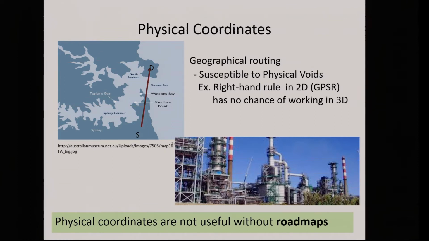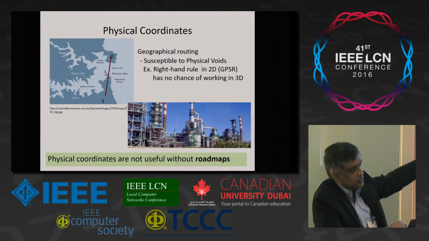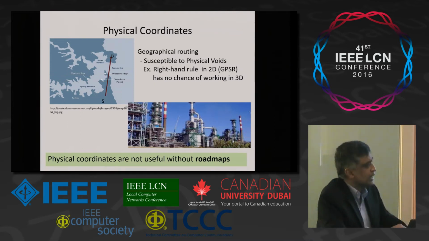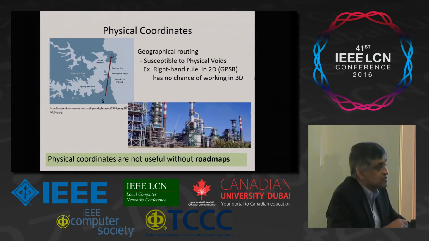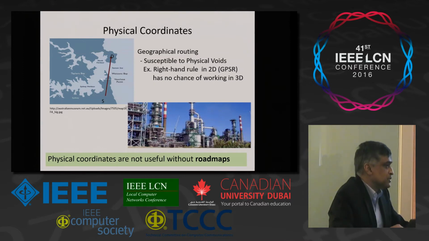So for example, with 2D, there's this well-known algorithm, GPSR, where it basically goes to some place like this, makes a right turn and keeps going until you can overcome this obstacle. Now this is in 2D, right? In 3D, when you go to a concave void, there's nowhere to go, there's no right, left, and it's 3-dimensional, right? So the probability of going in the right direction, in this case, is almost 0. So for 2D, it has a chance of working, but you go to 3D. So my argument is physical coordinates are not useful without roadmaps.